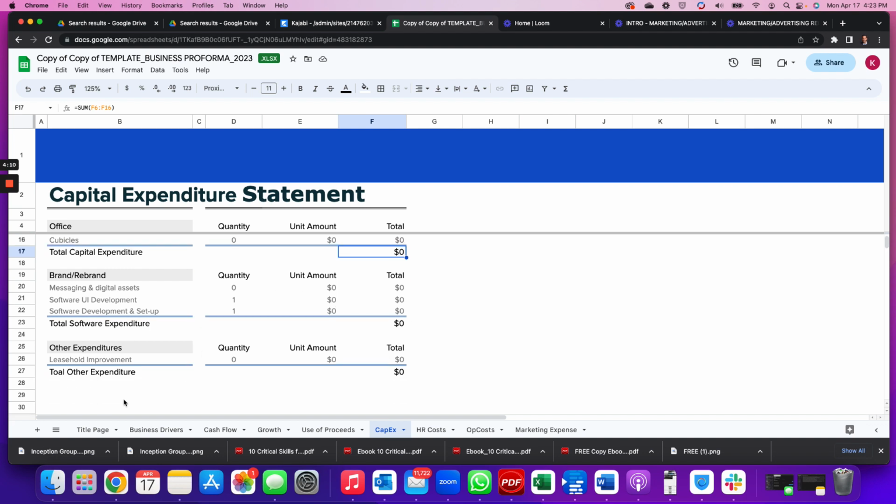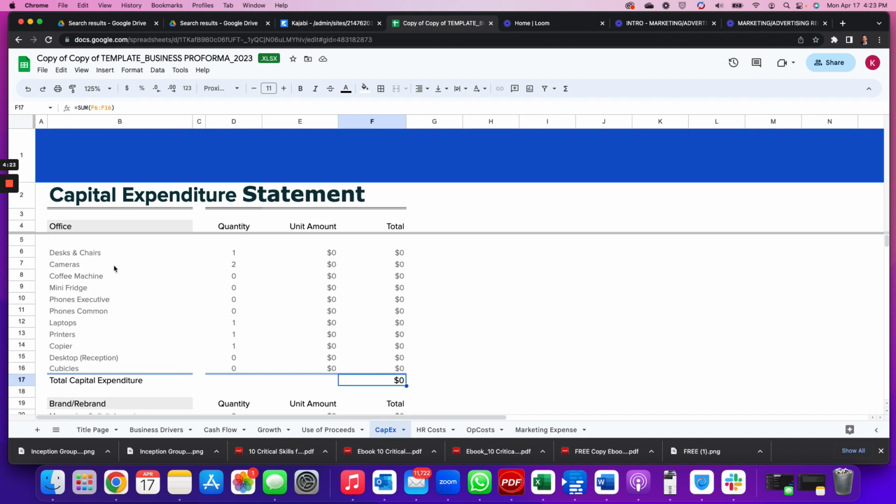calculation. And another capital expenditure here is a leasehold improvement. I don't have anything plugged in here, but again, this is a case-by-case basis. These are going to change based on your industry and your business.